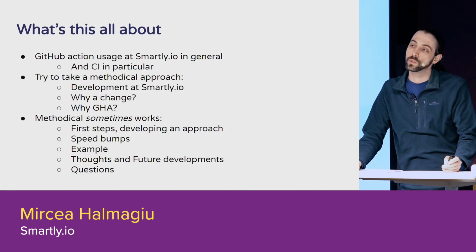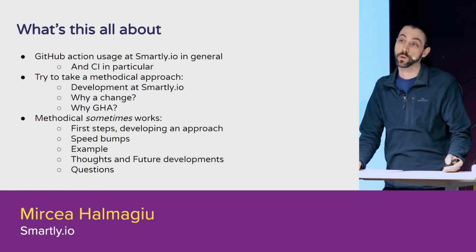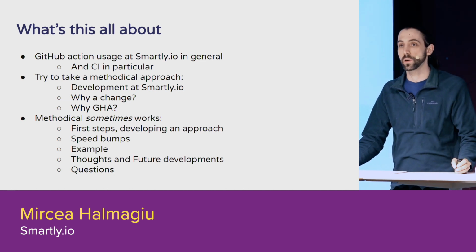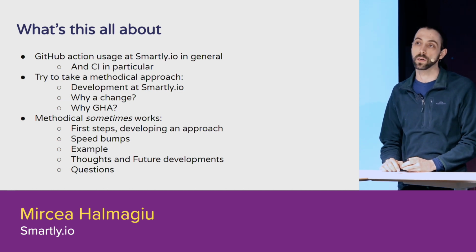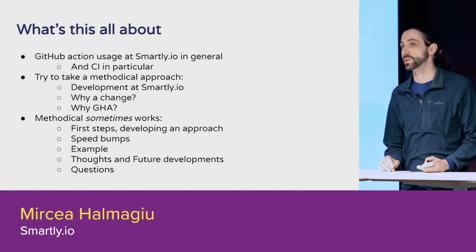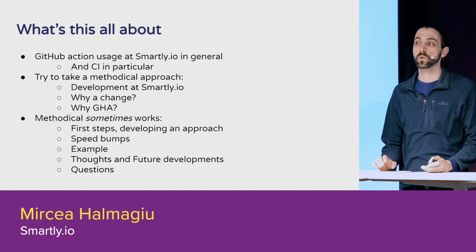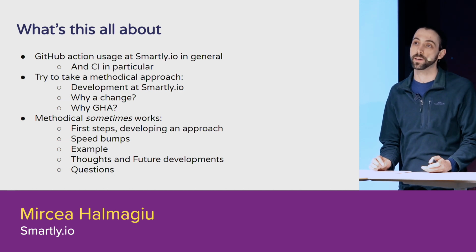We're going to talk about the GitHub Actions usage at Smartly IO in general, and particularly its use for CI. We're going to try to take a methodical approach, and we're going to have a look at what development at Smartly looks like, why we wanted to change and improve it, and why we chose GitHub Actions. And then we're going to see that the methodical approach doesn't always work quite as well as we'd like.